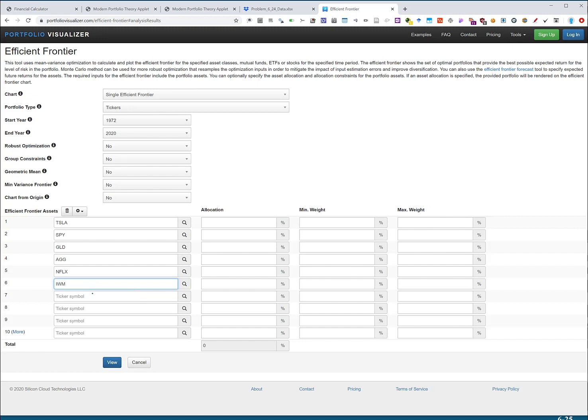All right, so let's see. This is a strategy. We're not going to constrain it. Minimum weight, max weight, we're not going to do anything like constraint optimization. We're not going to use geometric mean, no group constraints, no robust optimization. We're not going to use the full-blown period because Tesla had a pretty recent IPO, Netflix as well. But let's see what we're going to get.